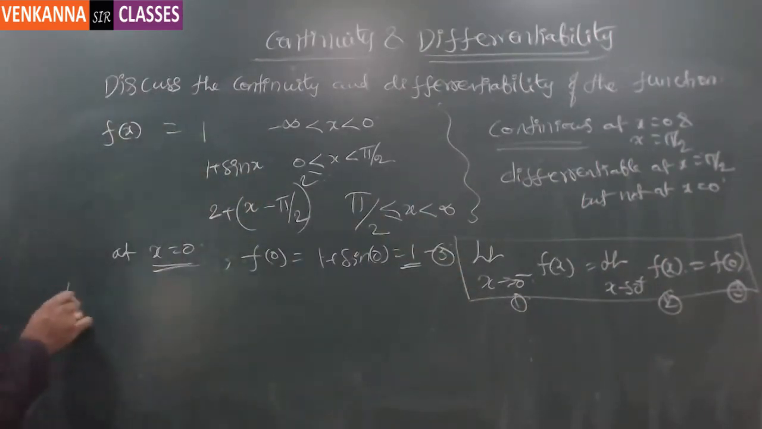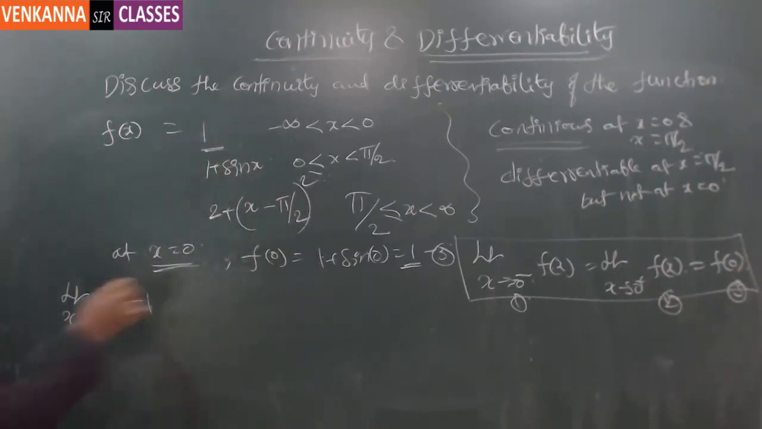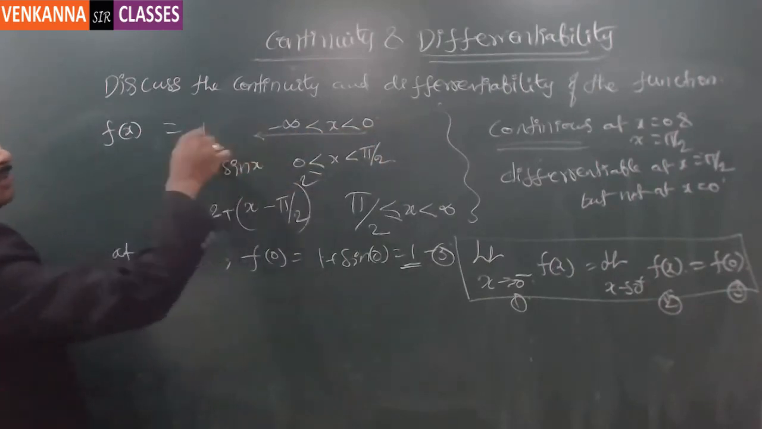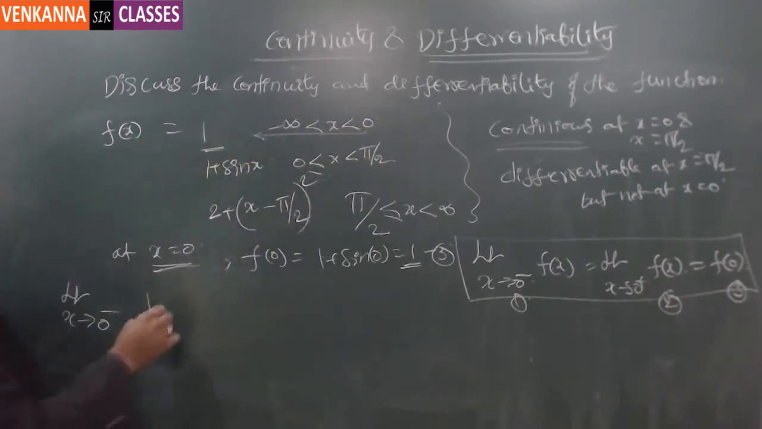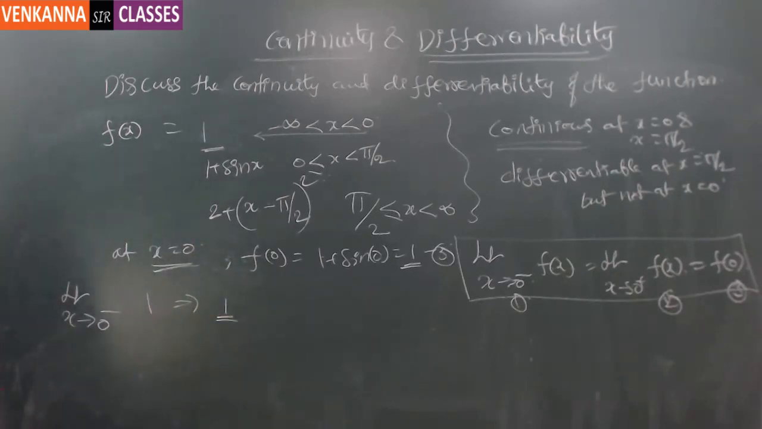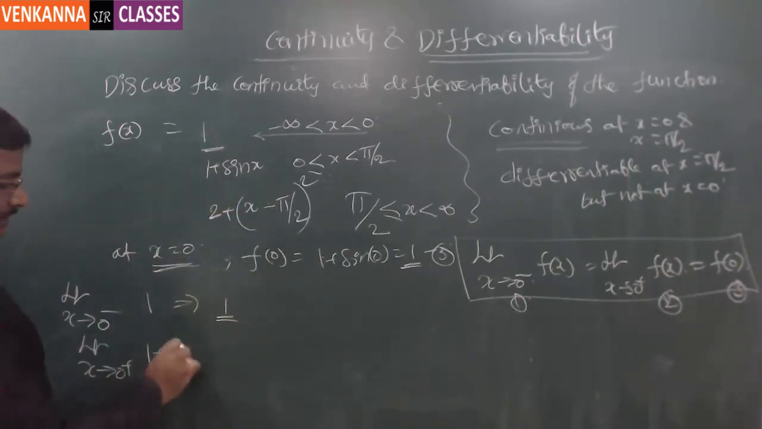Part 1 we can check. That is limit x tends to 0 minus. So for 0 minus, the function value here itself is 1, because for 0 minus you need to consider this part. This is a constant function, so this value is automatically 1. And the right limit, limit x tends to 0 plus of f of x. f of x is nothing but 1 plus sin x.